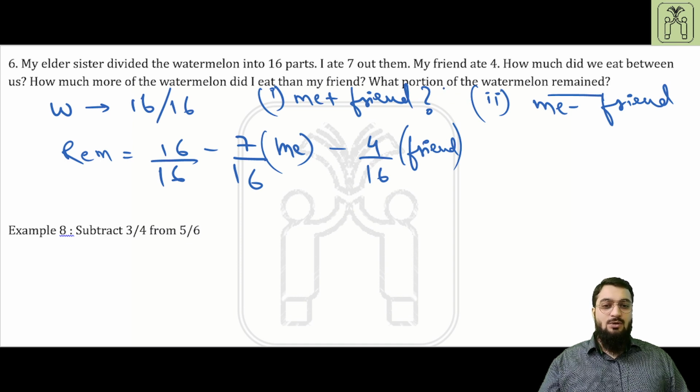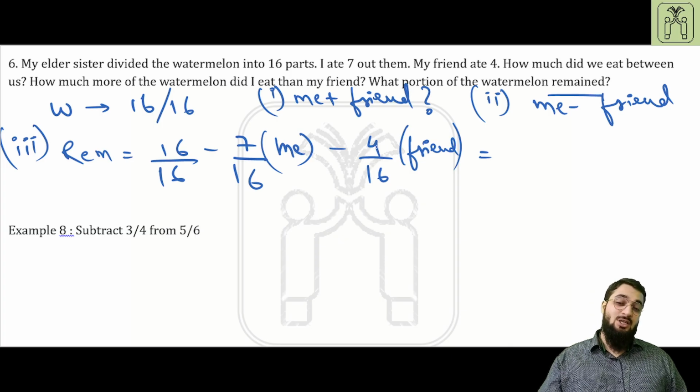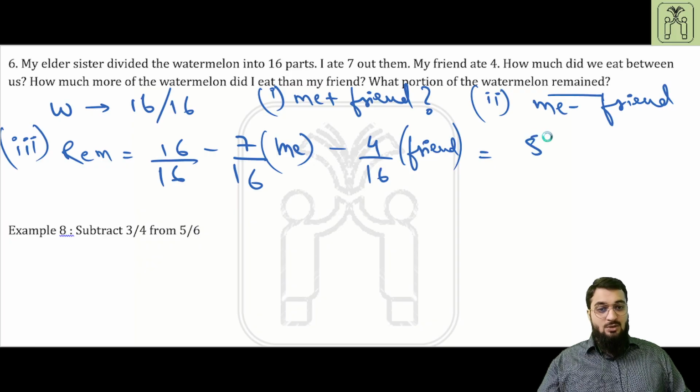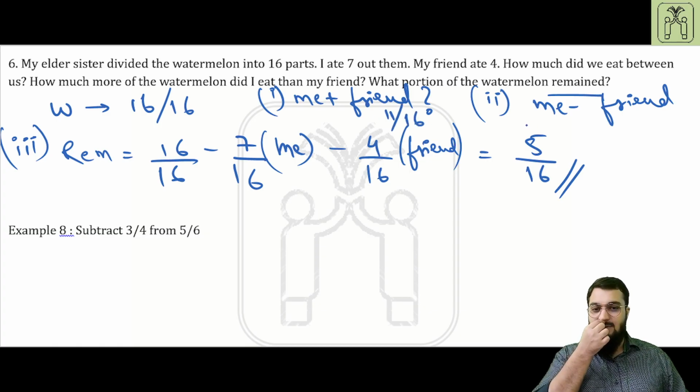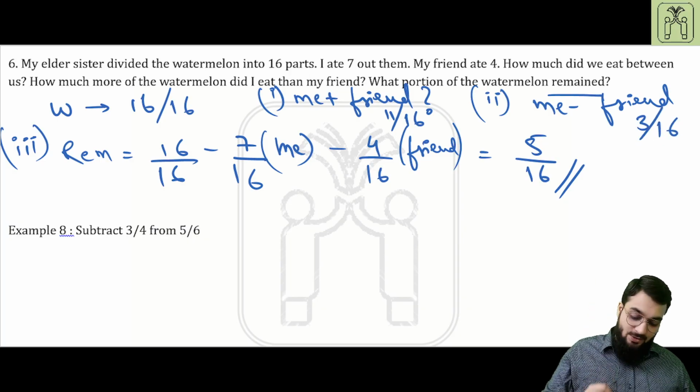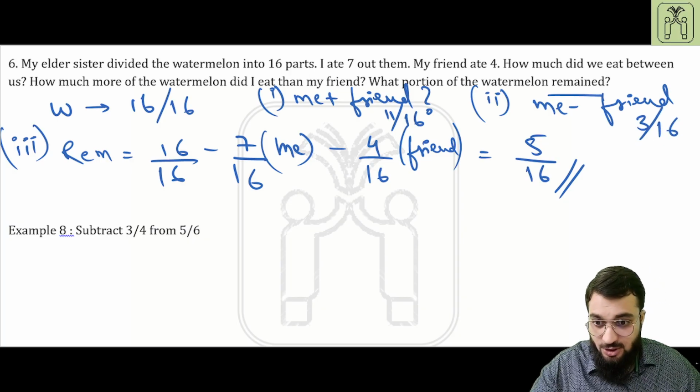What portion of the watermelon remained. Remained has already been taken into account. So 16 is common, therefore the answer will be 7 and 4. 16 minus 7 minus 4, that is 7 and 4 is 11, 11 out of 16 gone, leaving 5. So 5 upon 16 is remaining. Question number 1, me and friend, that will be 11 upon 16, and me minus friend will be 7 minus 4, that is 3 upon 16. So this was question number 6.